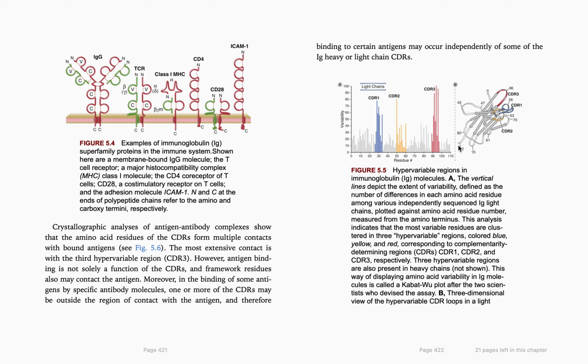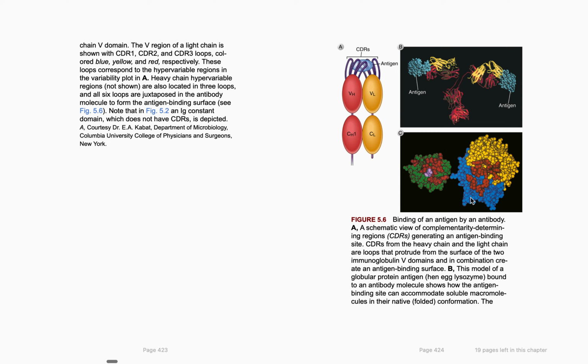So these are just structures again. The hypervariable regions in immunoglobulin, A and B. There is A and B. Vertical lines depict the extent of variability. They have the variability. As you study more, we see this is the structure again. Binding of antigen by antibody. Schematic view of complementarity determining regions generating an antigen binding site, as we are told. So these are the ones that are making that. So we see the antigen binding site.